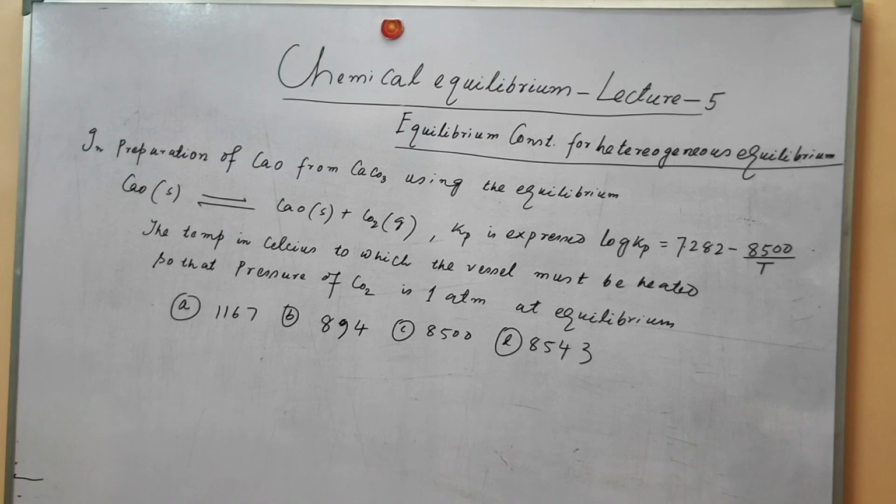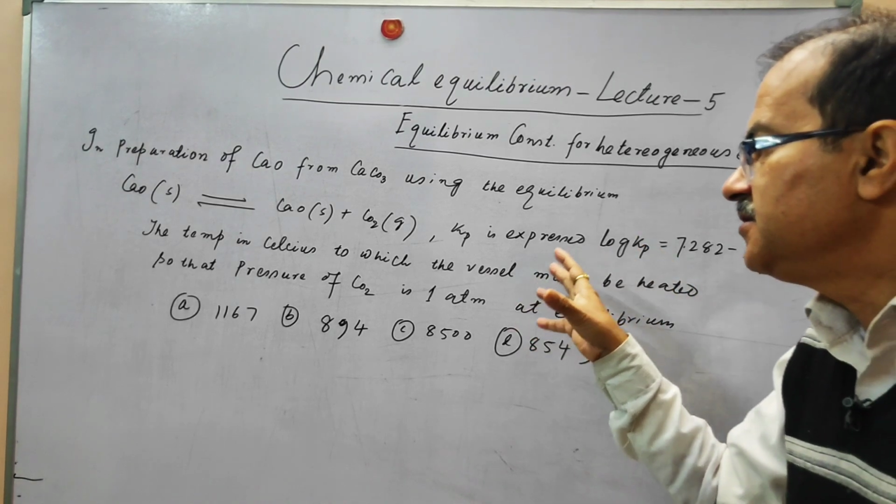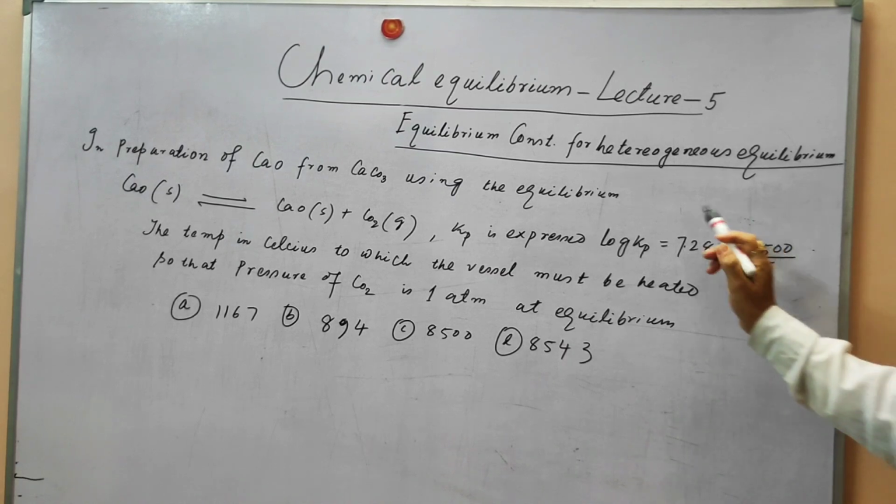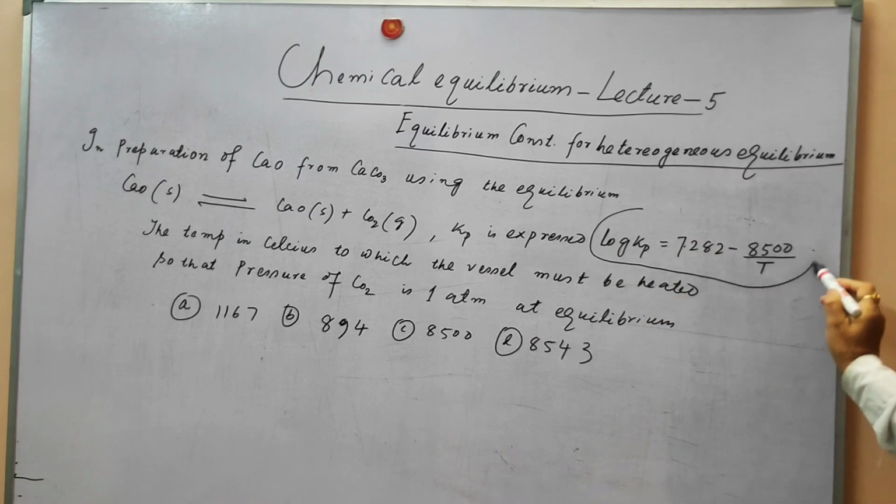In which pressure, the pressure of the carbon dioxide is given as 1 atmosphere at the equilibrium, and at which temperature this pressure will be there, that you have to calculate. You have been given this relationship.